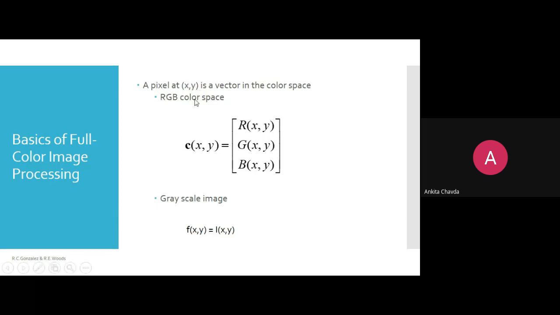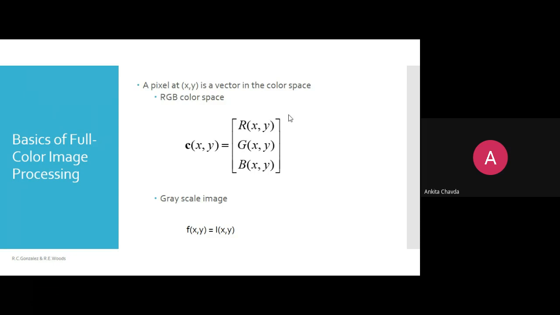Here the pixel at x and y is a vector in the color space. This is the RGB color space, because we are saying vector. Why is it a vector? It is not a single value. It is actually three values, right? A matrix having three values is known as a vector in the color space. In the RGB color space, C of x,y can be represented by R of x,y, G of x,y, B of x,y, because it has three intensities. R of x,y is one intensity, G of x,y another, and B of x,y.